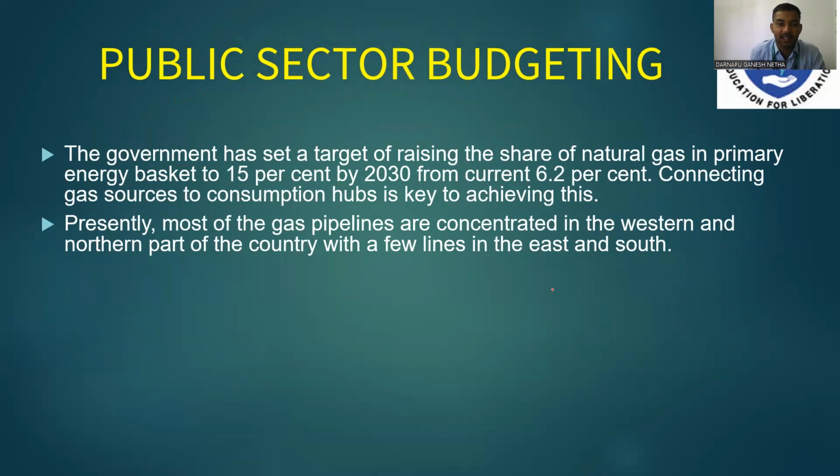The government has set a target to raise the share of natural gas in the primary energy basket to 15% by 2030 from the current 6.2%. Connecting gas sources to consumer hubs is key to achieve this. Presently, most of the gas pipelines are concentrated in the western and northern part of the country.